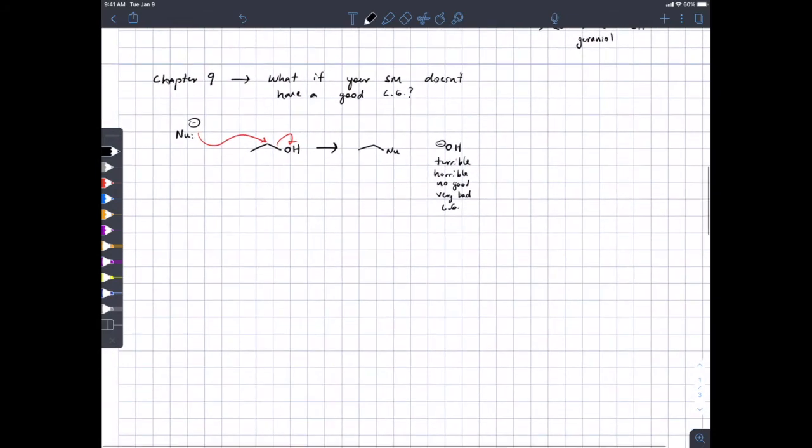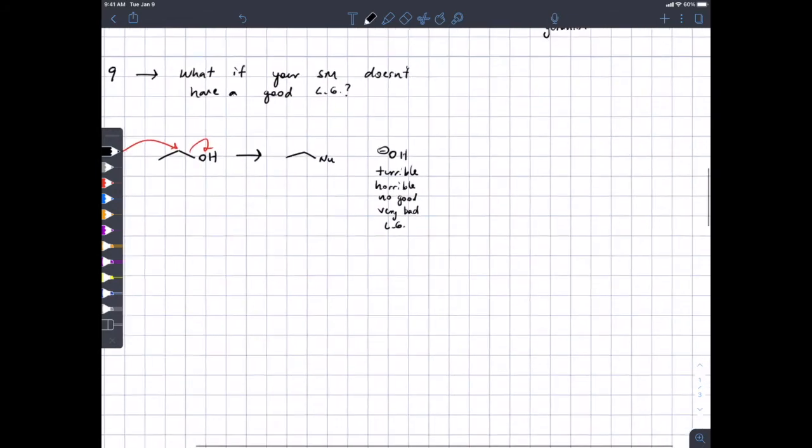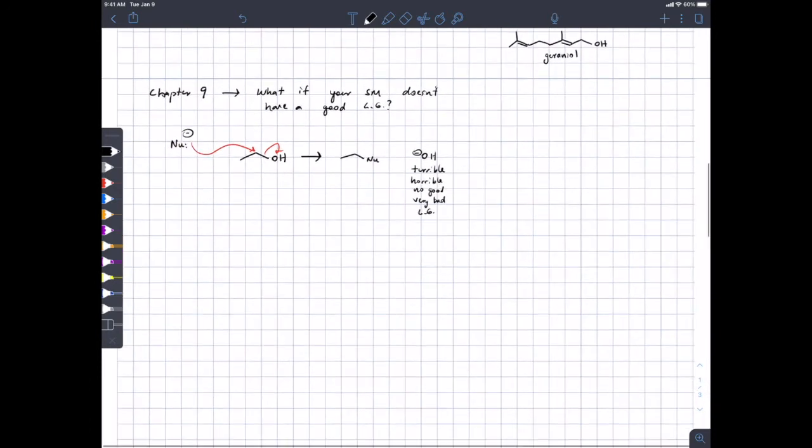All right, terrible, horrible, no good, very bad leaving group. Why is it a terrible, horrible, no good, very bad leaving group? Well, first, it is the conjugate base of a weak acid. Water is its conjugate acid, and water's pKa is 16.